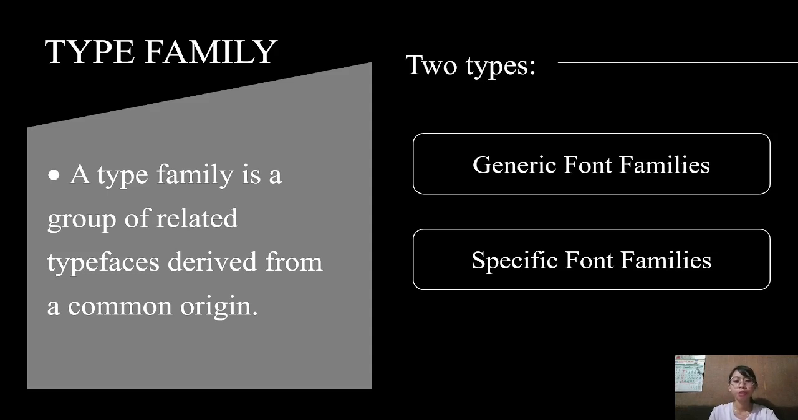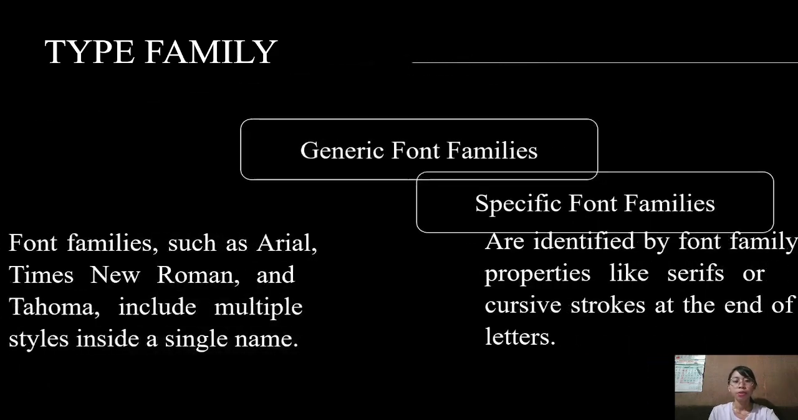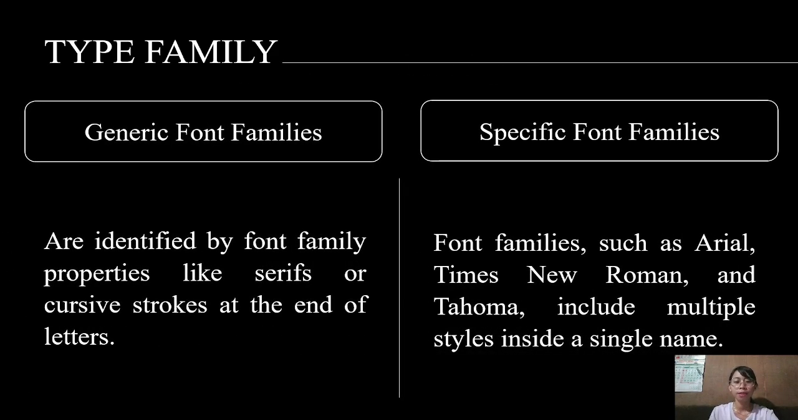There are two types of type family, the generic font families and the specific font families. The generic font families are identified by font family properties like serifs with cursive strokes at the end of the letters. It defines an attribute that all fonts in the family share. Kumbaga, the similarities of the fonts within a specific type family. On the other hand, the specific font families like Arial, Times New Roman, and Tahoma have multiple styles inside a single name.